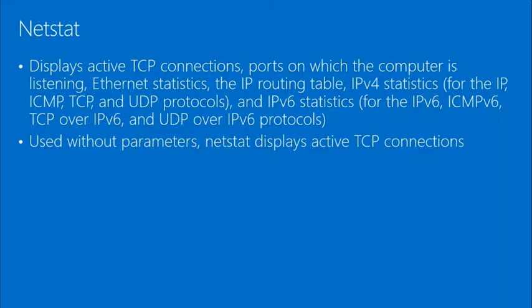Used without parameters, netstat displays active TCP connections. So active TCP connections are connections to other systems, whatever those other systems may be. Maybe you're browsing the web, www.microsoft.com. Maybe you have a telnet session going. Maybe you're doing a remote desktop session. These would all be remote. Oh, maybe you're using file and print services. Maybe you're using a printer. Those would all be active TCP connections.